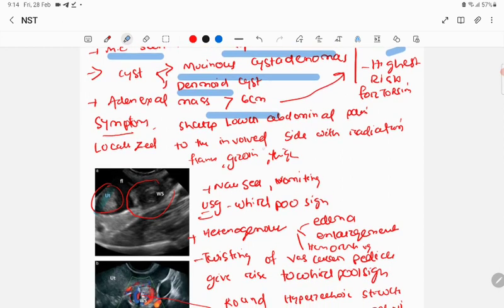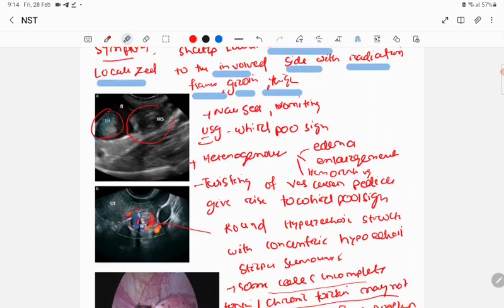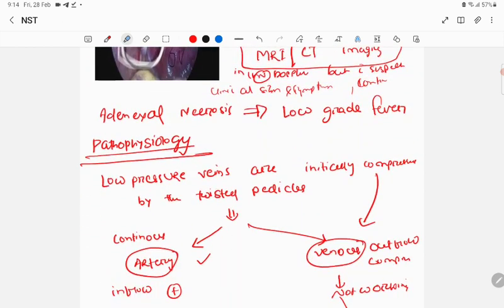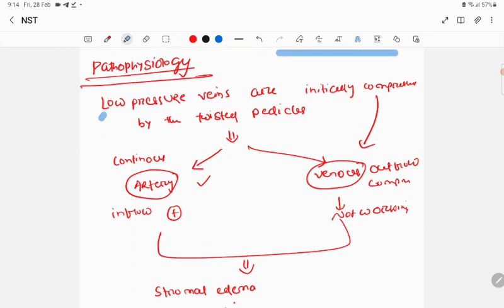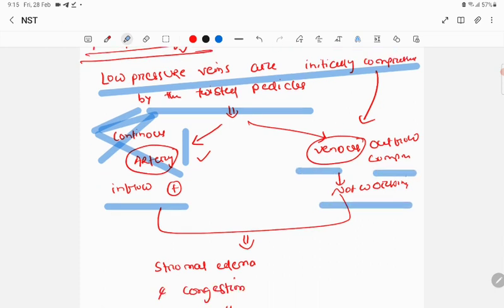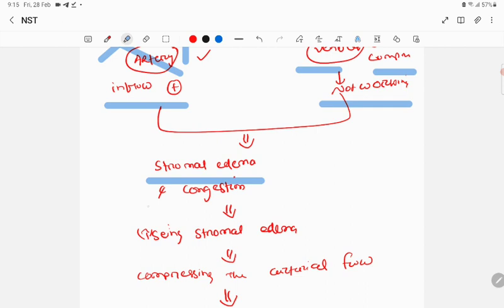Symptoms are sharp lower abdominal pain localized to the involved side, with radiation to the groin, flank, thigh. Usually nausea and vomiting are present. If adnexal necrosis is there, there will be low grade fever. What is the pathophysiology? The low pressure veins are initially compressed by the twisted pedicle, but the arterial part is intact, so arterial inflow is present but venous outflow is blocked. So stromal congestion and edema will happen.